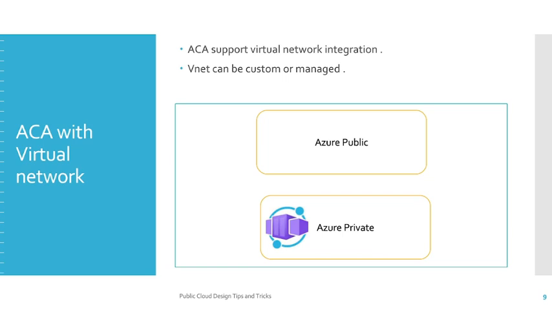One is a custom network and another is a managed network. In a managed network, you can deploy your container apps in a network which is taken care of by Azure, and the custom network is more on your particular network, where your Azure Container Apps can be hosted inside the NSG rules.